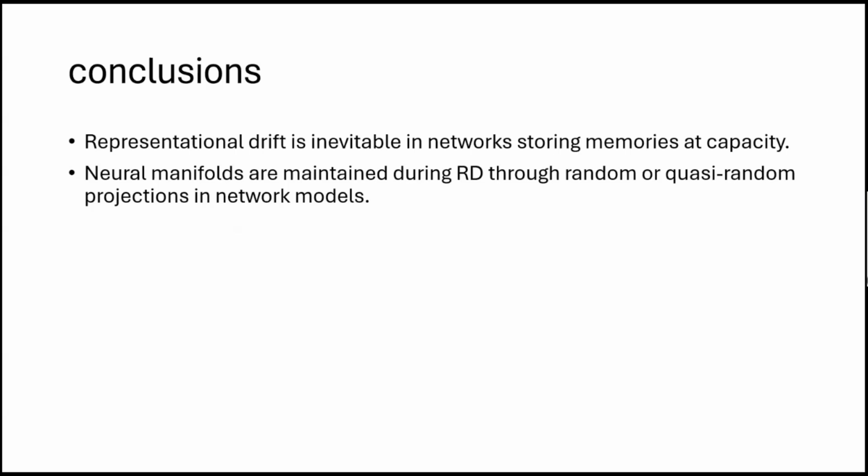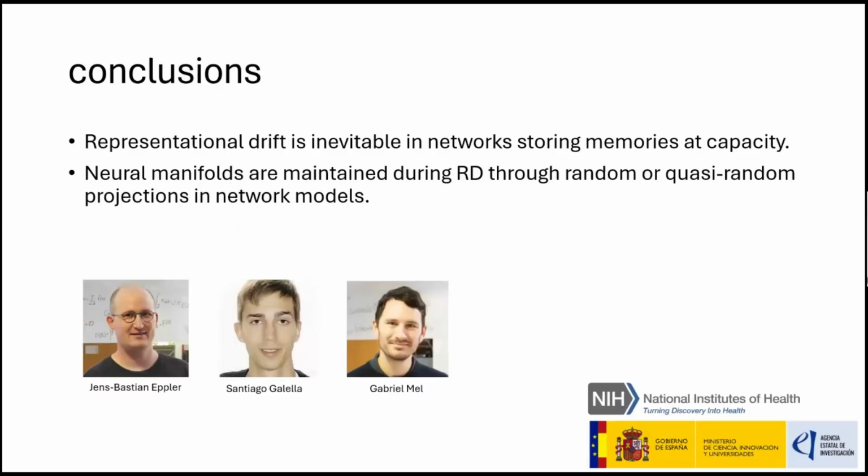And then what I showed you is that, at least in models, neural manifolds are maintained during drift through random or quasi-random projections in network models, including in these convolutional neural networks. Which suggests that you don't need anything special to get that. You get it for free, for whatever that means.